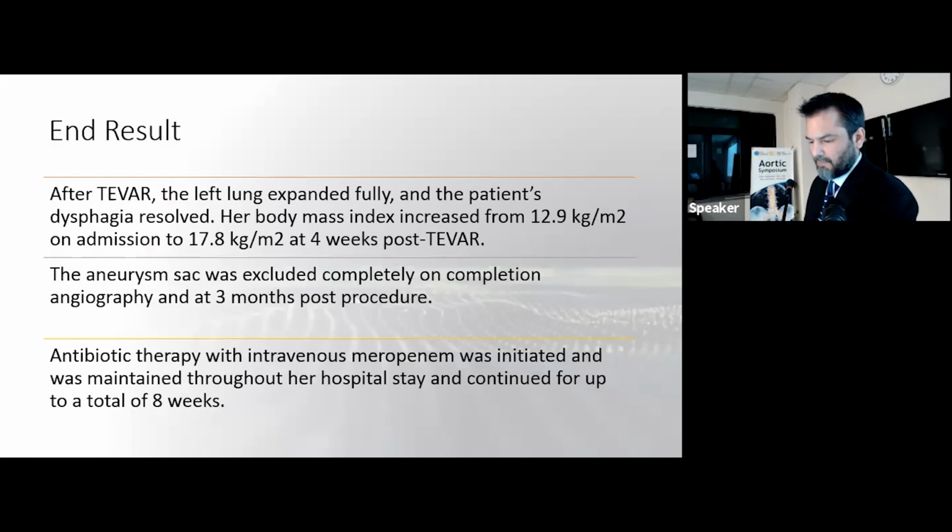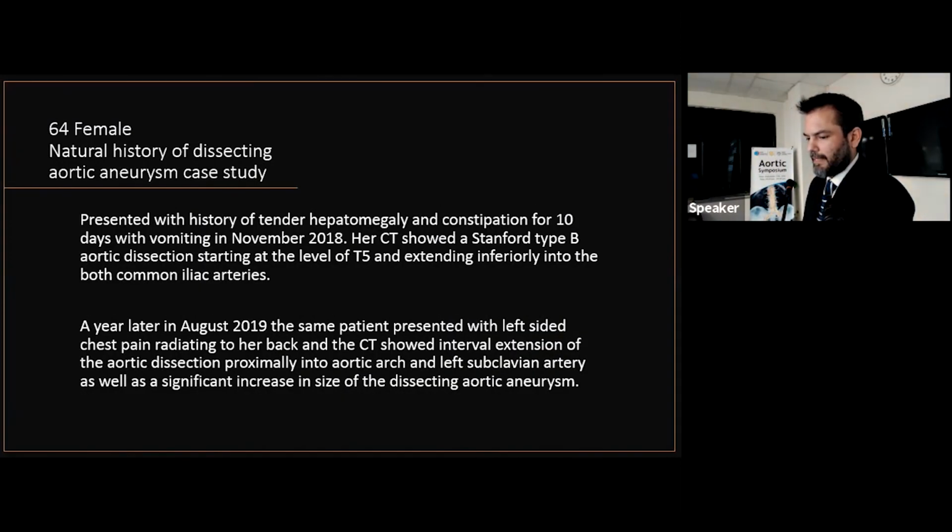And this is just the same patient, and just saying that she did very well. Sepsis resolved. And don't forget, this was mycotic, this was infected. So we have a certain protocol for how we deal with these infected aneurysms when we're putting in foreign body-like stent grafts, but I won't go into that detail. This is my last case.